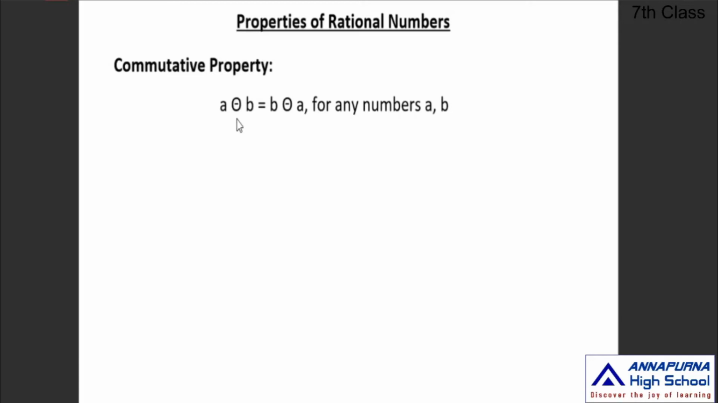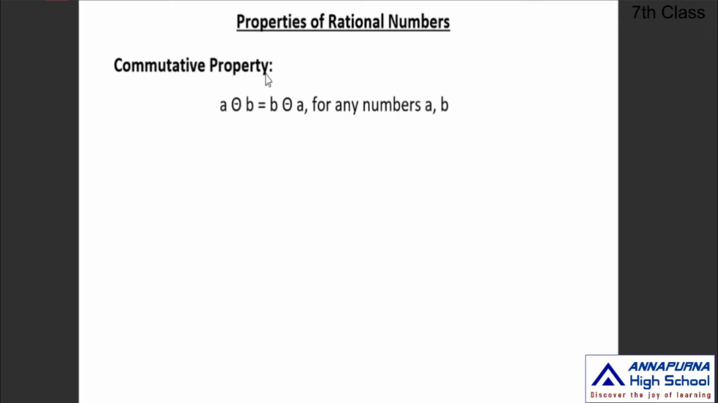Here the circle means a fundamental operation. That means if you are verifying whether a collection of numbers satisfies the commutative property with respect to addition, instead of this circle you can take plus. And here A and B are two numbers, and we are verifying the collection of rational numbers, so you can choose any two rational numbers from it. Now, first verify whether the collection of rational numbers satisfies the commutative property with respect to addition or not.